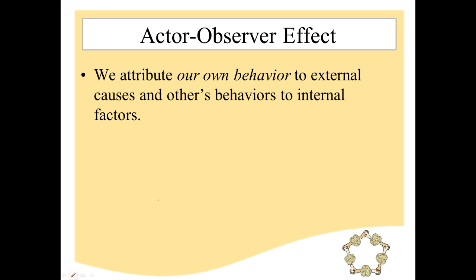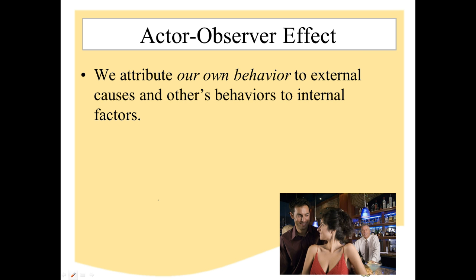It's kind of the opposite for the actor-observer effect. When explaining our own behaviour, we tend to attribute causes of our own behavior to external reasons and other people's behaviors to internal factors. So let's talk about the scenario. Let's say you're in a bar and you're having a drink and a guy approaches you and you're kind of talking and you're being very polite and having a conversation with them.